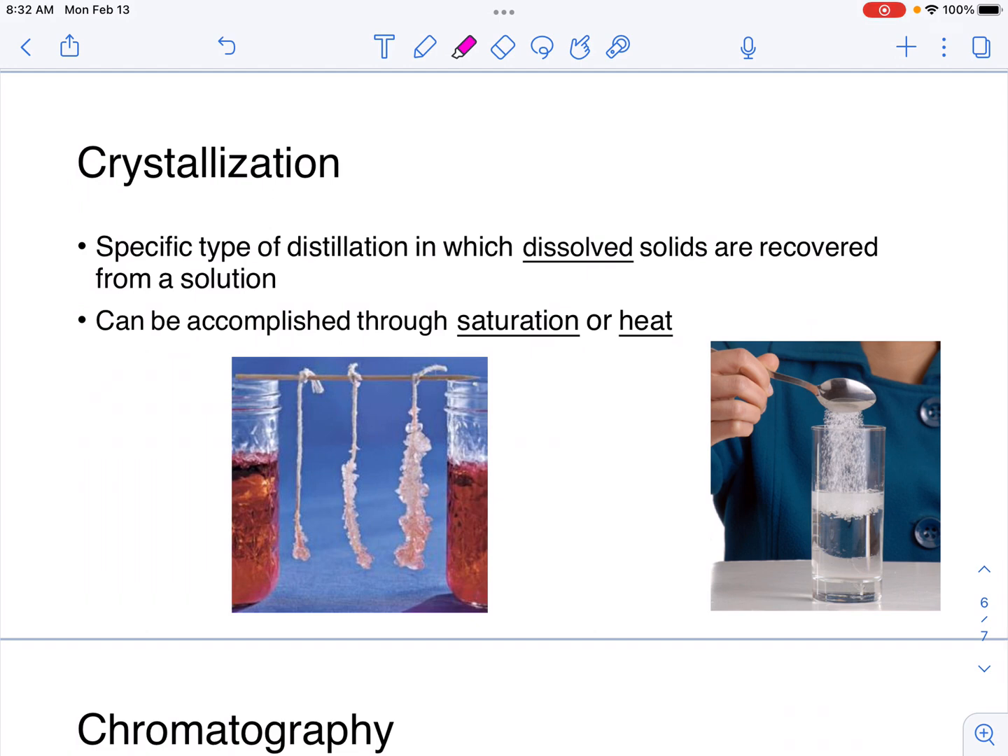Crystallization is a specific type of distillation where dissolved solids are recovered from a solution, and this can be accomplished through saturation or heat. Don't worry about this one too much at this point. We're actually going to crystallize some salt at some point, and you guys will kind of see how that works.